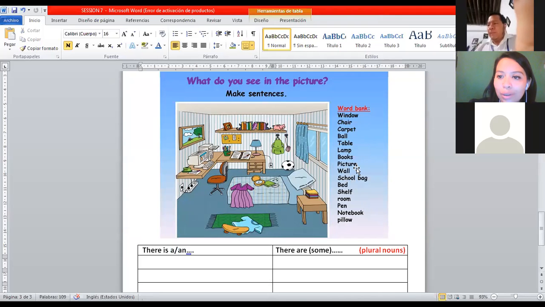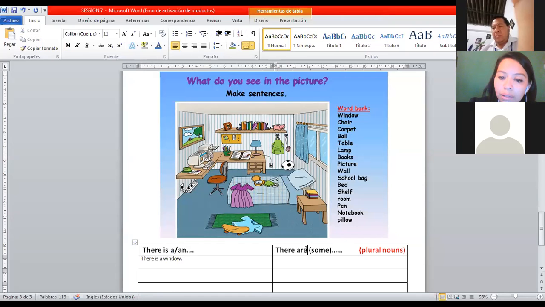Let's take a look at some of the examples we have here. For example, in this picture, hay una ventana, right? So, because we have only one, we say, there is a window. Exactly, and I need to use one of these, a or an, only one. There is a window, okay? Thank you, Mr. Cuellar. So there is a window, hay una ventana, because there is only one.